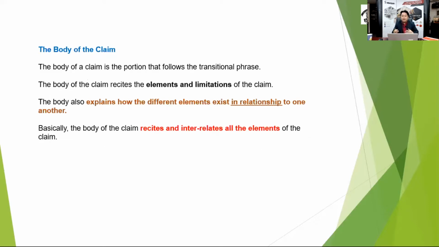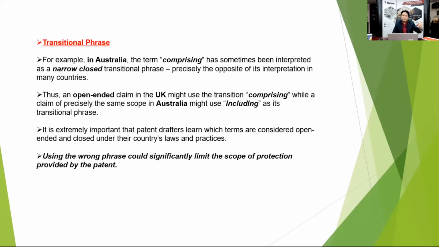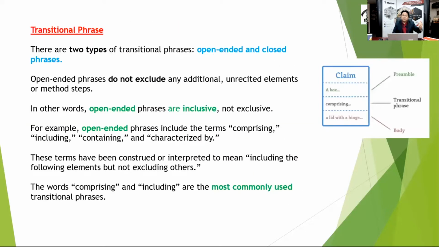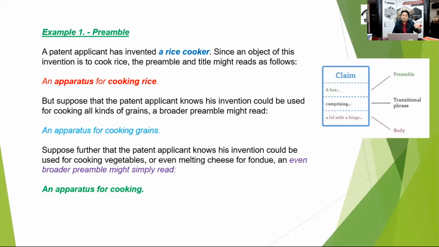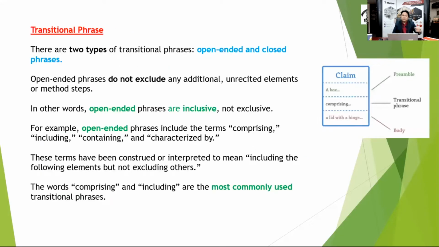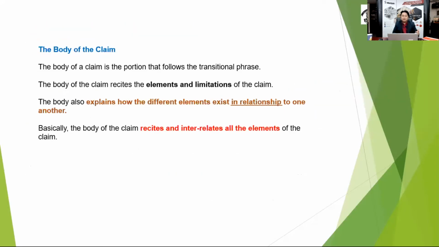So next, the third part will be the body of the claims. You have the preamble, you have the transitional phrase, and now the third part will be the body of the claim. The body of a claim is the portion that follows after the transitional phrase. Basically, the body of the claim recites all the elements and limitations of the claim.